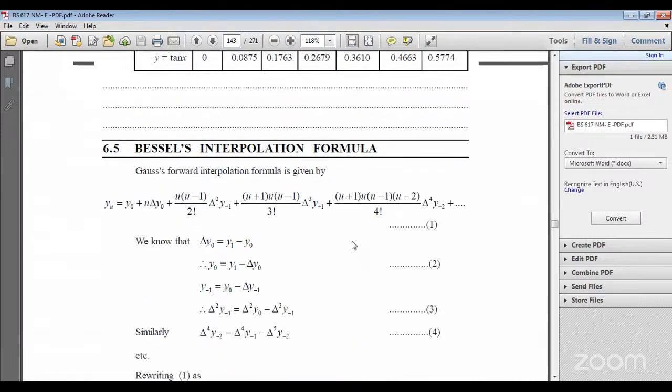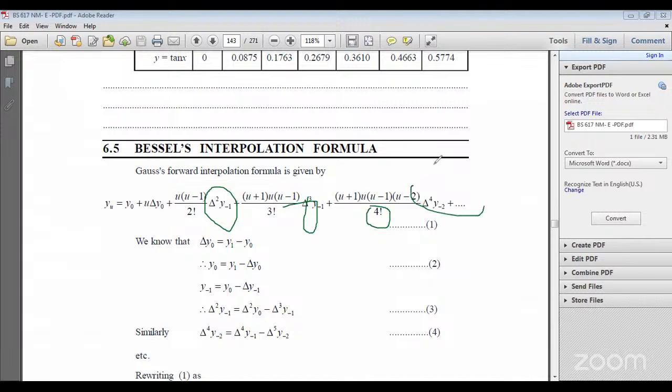The Bessel interpolation. What is the Bessel interpolation? The Gauss forward interpolation formula is given by y is equal to y naught plus u delta y naught, plus u into (u minus 1) by 2 factorial del square y minus 1, plus (u plus 1) u (u minus 1) by 3 factorial del cube y minus 1, plus (u plus 1) u (u minus 1)(u minus 2) by 4 factorial del power 4 y minus 2. I am taking here.